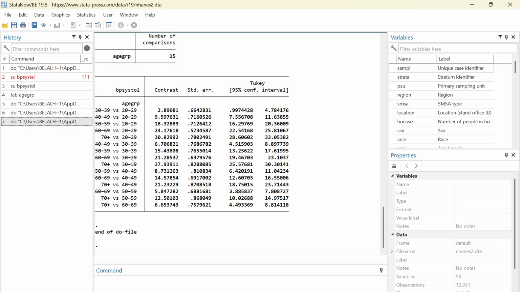As I said before, to recap, the ANOVA test tells us whether there are mean group differences, but does not tell us where the differences are, and that's why we needed the Tukey post-hoc test. The Tukey test shows us where the differences are, right?